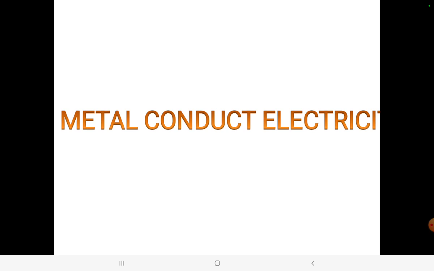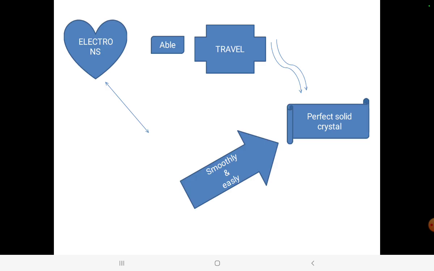Next, metals conduct electricity. Yes, metals will always conduct electricity. That means they have some free electrons, so that they will be good at allowing electricity. So electrons are able to travel in a perfect solid crystal. Why? Because it has some free electrons. In the same way, electrons can easily and smoothly travel through perfect solid crystals.